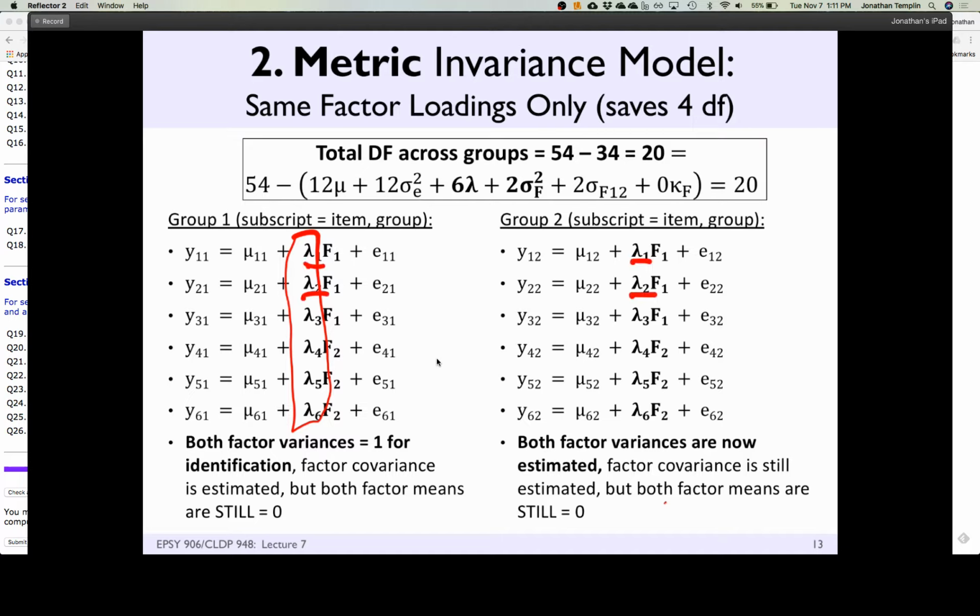So now what we've done is turned our factor loadings from 12 to 6. But now we're estimating 2 factor variances, right? Because there's 2 factors in group 2. So effectively, we've saved 4 degrees of freedom. So instead of having 38 model parameters, now we have 34, and we have 20 degrees of freedom left. So just, again, think of that as you're going.